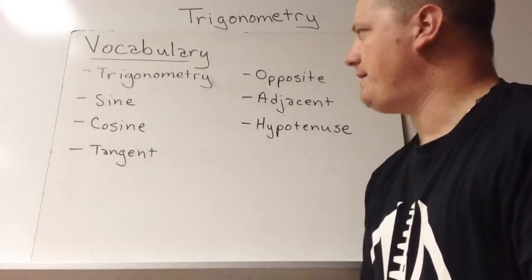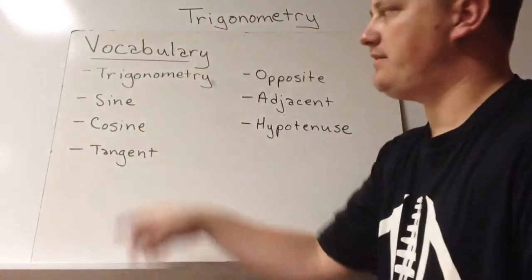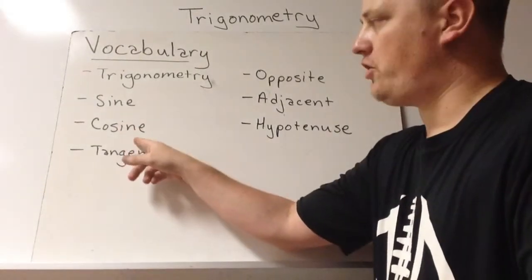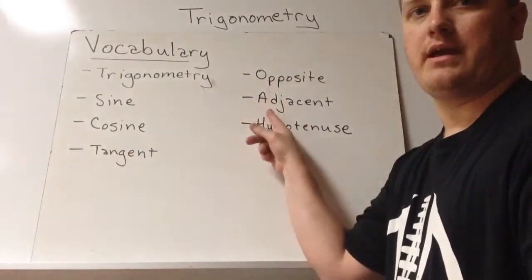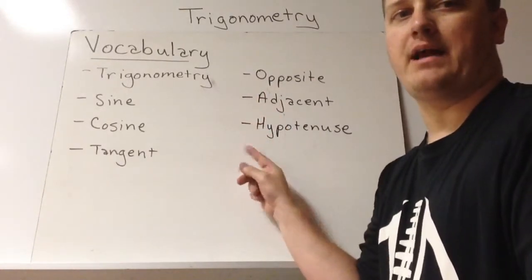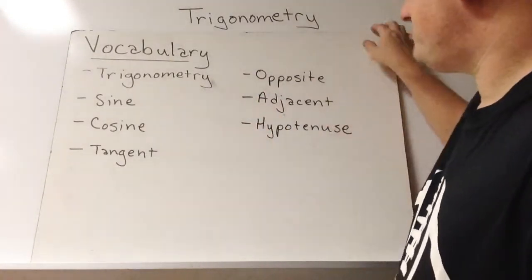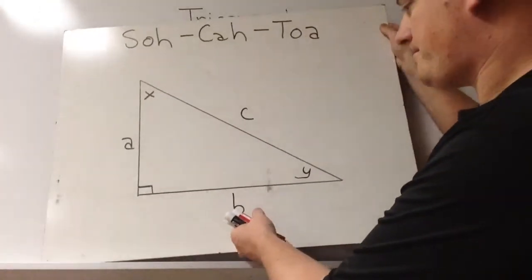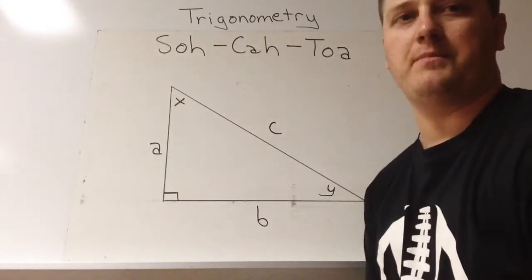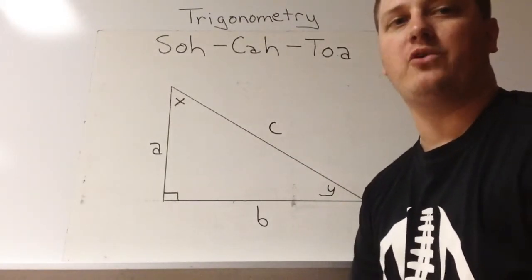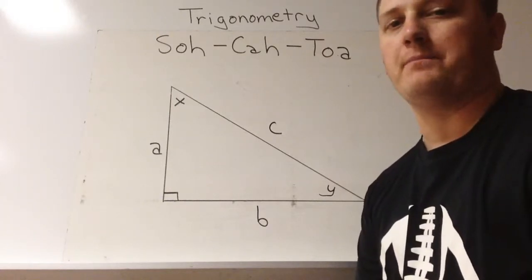Our vocabulary: trigonometry, sine, cosine, tangent, opposite, adjacent, and hypotenuse. Our main goal here is just to be able to set up the problems, and then in class we'll work on how to solve these problems.